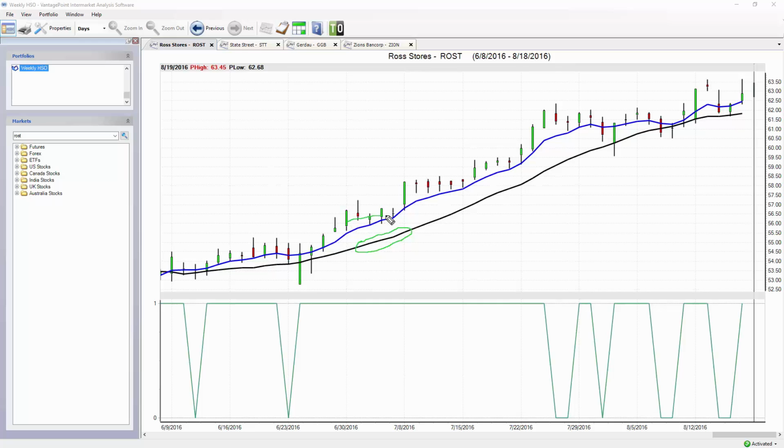Now, the blue line that you see on the screen is VantagePoint's proprietary predicted moving average. Before that line is plotted on the chart, it's analyzing all those global market relationships that are affecting and influencing, in this case, ROST stores.